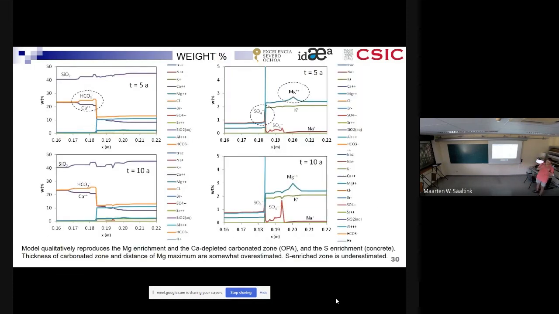If you look at just the calculated weight proportion of the different components, one interesting issue that was not understood is the presence of this magnesium maximum. This is again 16 centimeters, 22 centimeters, the interface, weight percent. Magnesium, then we have this peak here. This was observed experimentally.